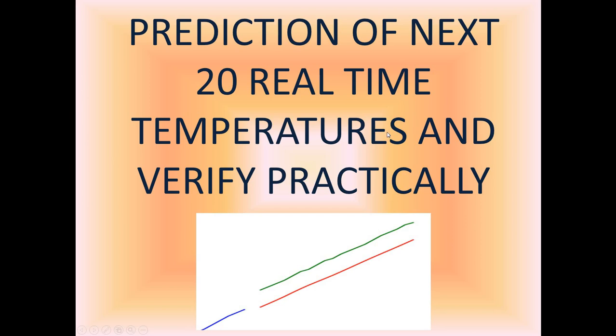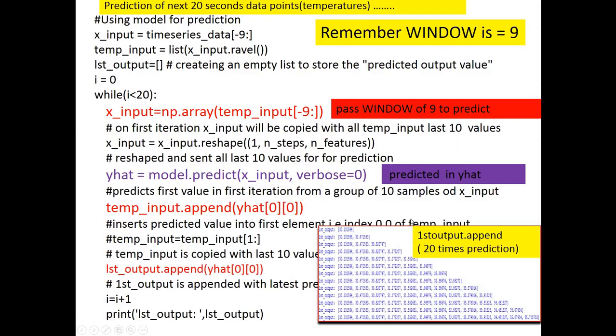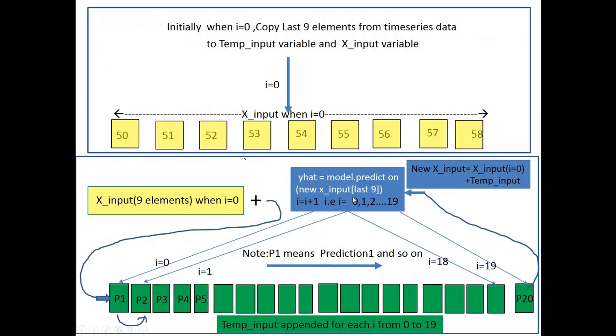Now once the model is made, comes the prediction of the next real-time temperatures. Using the model you have to project the next 20 points, like you see in the red, and also collect the real temperatures which are coming, to verify the projected, forecasted model. See, the prediction is done like this. You take the last 9 data and try to predict the next number, and the entire programming in this can be understood through the following diagram.